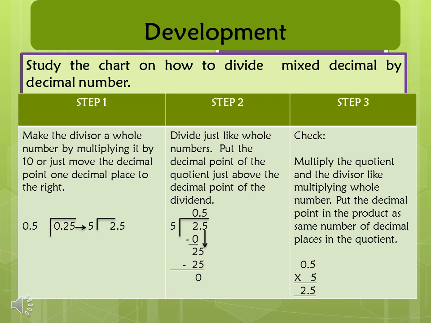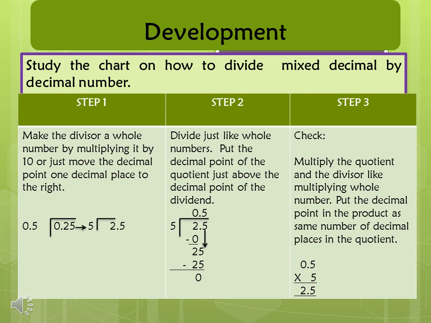Pag-aralan natin ang chart on how to divide mixed decimal by decimal number. Meron itong tatlong step. Step 1. Make the divisor a whole number by multiplying it by 10 or just move the decimal point 1 decimal place to the right. So, ang gagawin nyo uli ay imumove nyo ng isang beses ang decimal point ng divisor. So, ang divisor natin ay 5/10. So, pag minove nyo siya ng isa going to the right, magiging 5 siya.